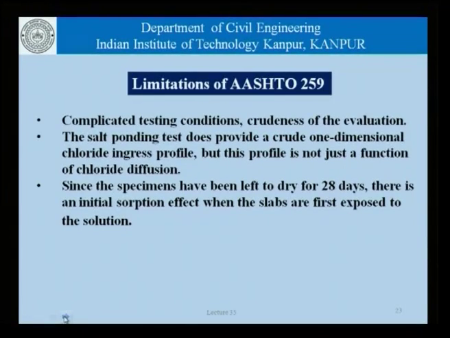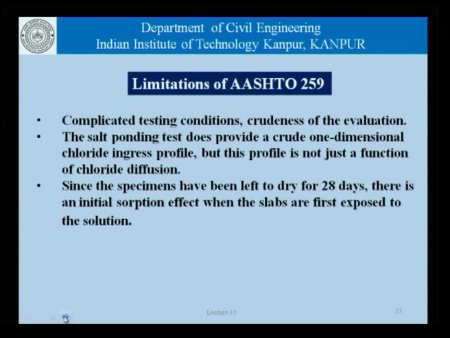The limitations of this test obviously are, it is a complicated testing condition and the crudeness of the evaluation. The testing conditions are complicated because even the specimen preparation and the pre-treatment is quite complicated.